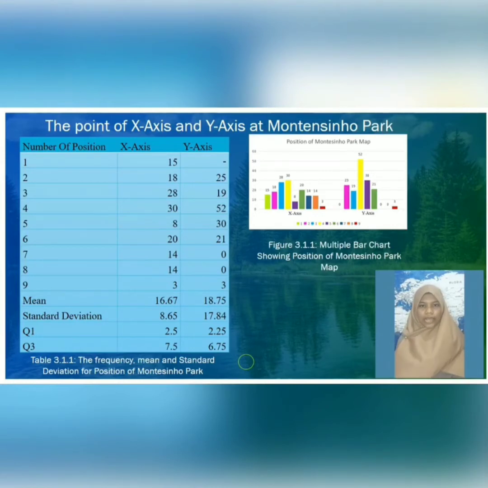Quartile 1 for x and y axis are 2.5 and 2.25. The quartile 3 are 7.5 and 6.75. Based on the figure, the skewness of both coordinate data was right skewed because the mean was the largest value.